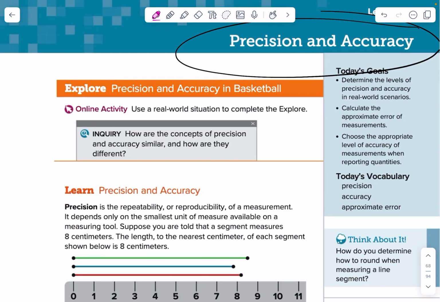But here's what I'm going to say about precision and accuracy. A lot of people use the terms precision and accuracy interchangeably. They're like, oh yeah, that was pretty precise, that was pretty accurate, right? And they don't really know the difference between the two. They just think that they mean the same thing. And they kind of do to an extent, but there is a huge difference, okay?